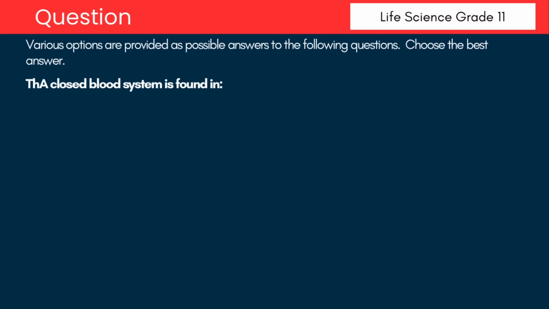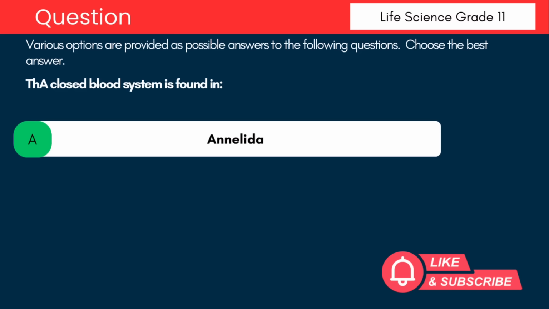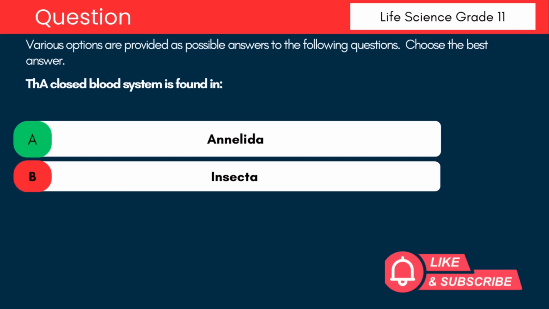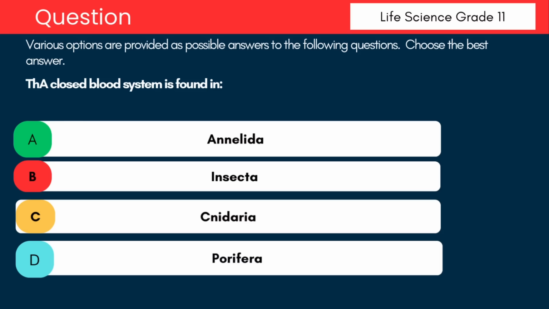Question: a closed blood system is found in A. Annelida. B. Insecta. C. Cnidaria. D. Porifera. The correct answer is A. Annelids such as earthworms have a closed circulatory system where blood remains inside blood vessels at all times.